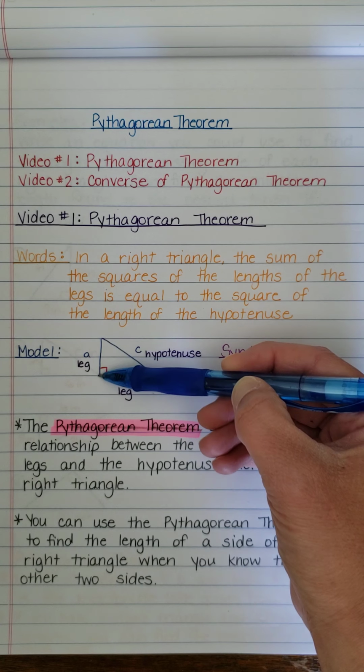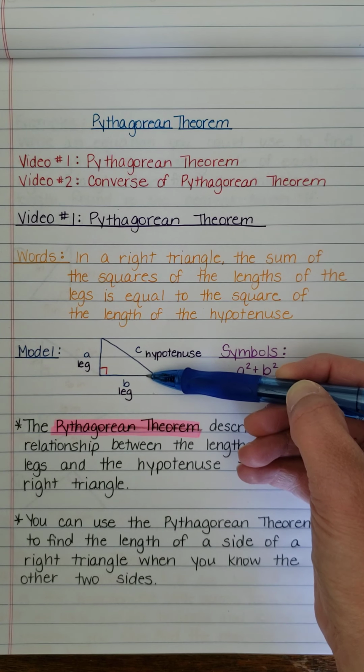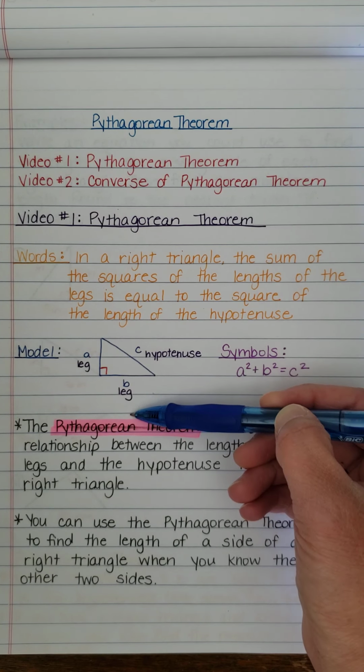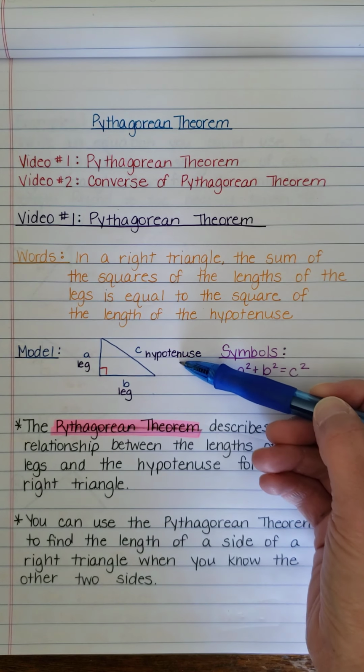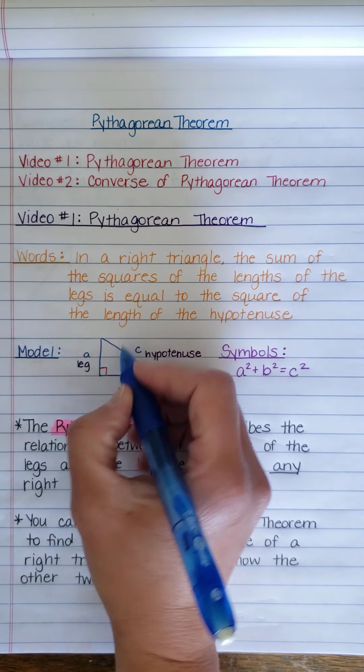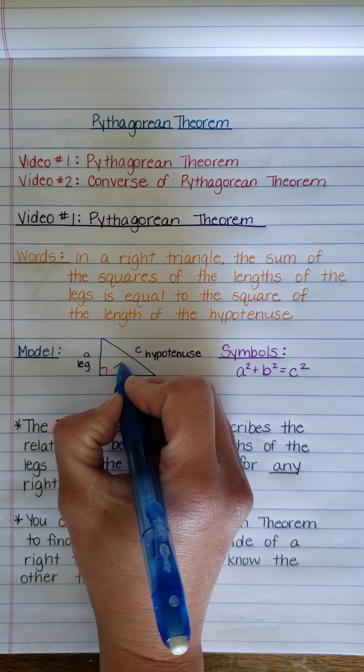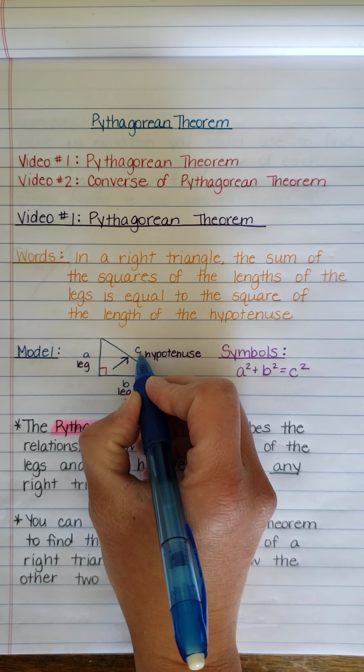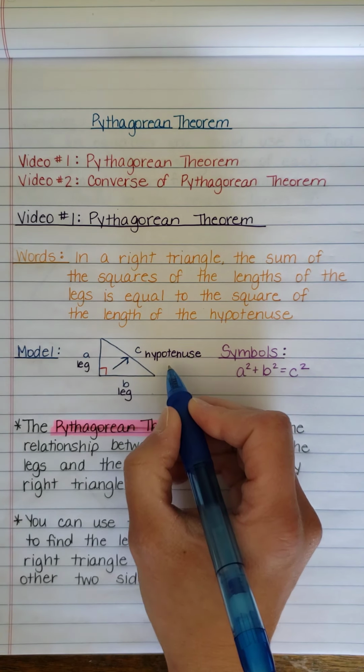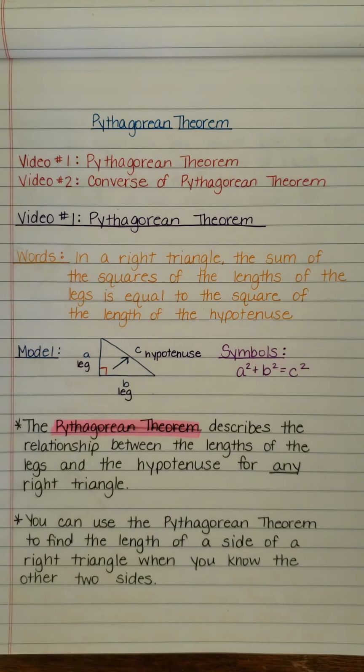Okay. Side A and side B are considered your legs, and side C is considered the hypotenuse. Side C is the side that is always across from the right angle. So wherever your right angle is in your triangle, the side that is across from that is side C, and we refer to that side as the hypotenuse. You just need to know that the hypotenuse is what we call the side that is across from the right angle.